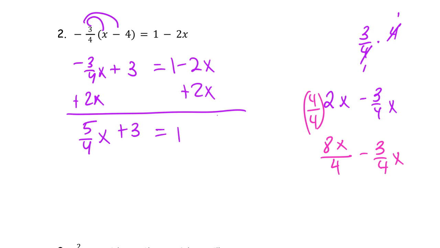Okay, what would I do next? Subtract my 3. So I got 5/4 x minus 2. Okay, now I need that 5/4 to become a 1. What do you multiply 5/4 by to equal 1? So 5/4 times something equals 1.